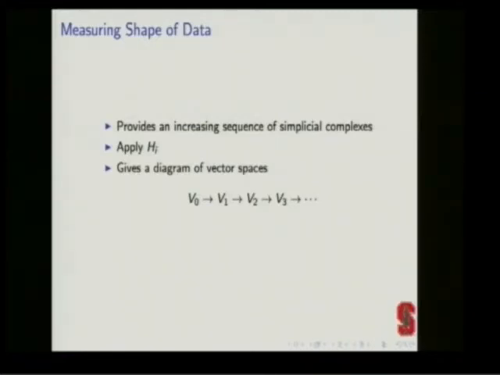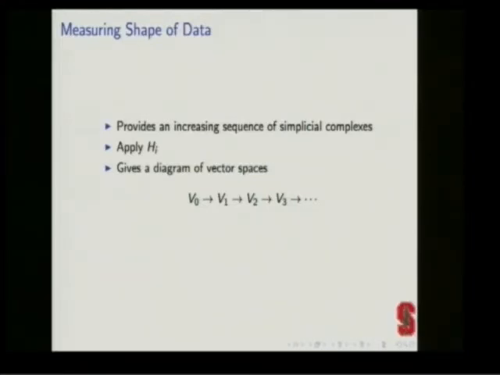Here I showed you all sorts of continuous values of R. For simplicity, I'm going to consider discrete values. So think of some very small number epsilon and just take all the multiples of those epsilons. I'm going to consider only those. And so what I will get then is a diagram of vector spaces.